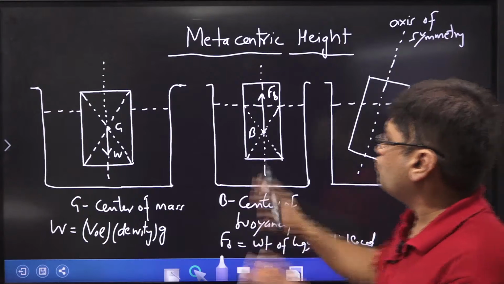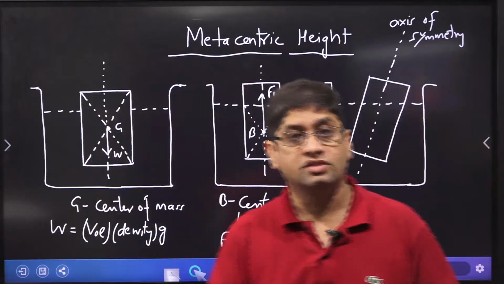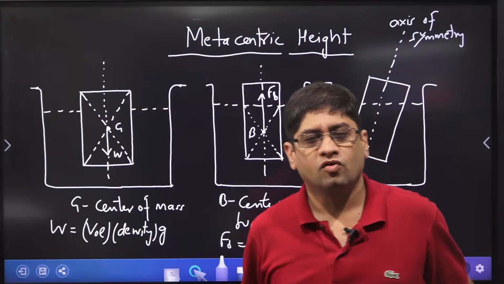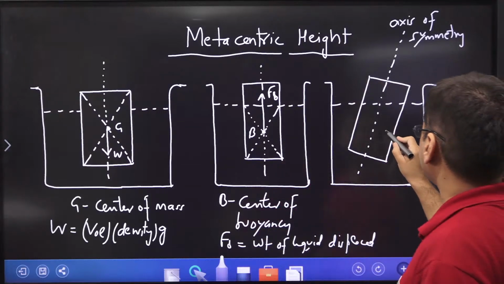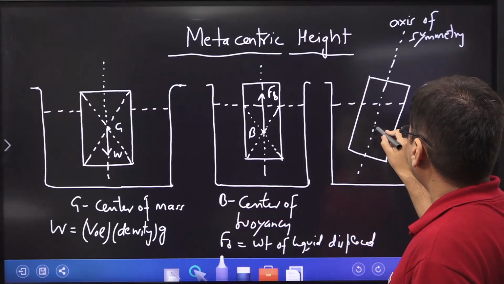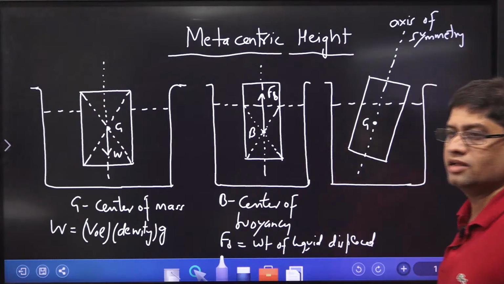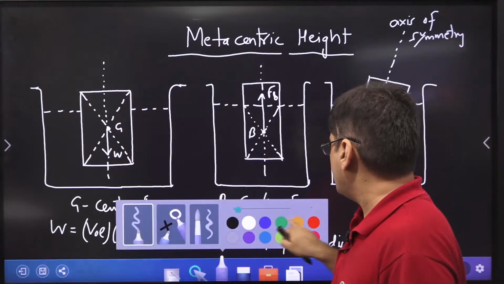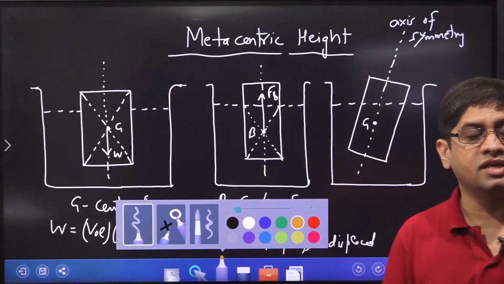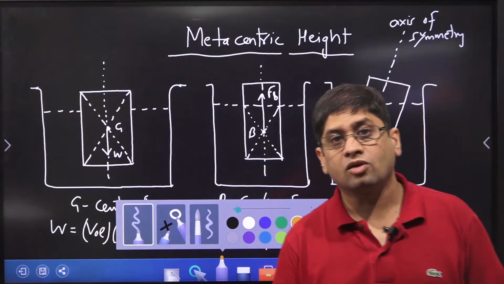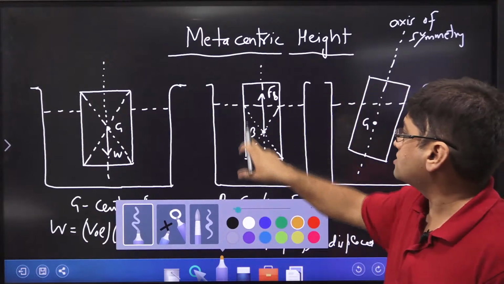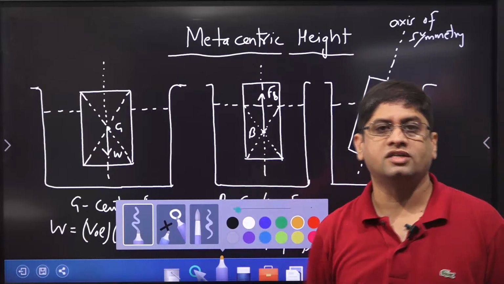Now tell me, which of these two points will shift? G and B, which point is going to shift? Answer is, G point is not going to shift. G point is going to remain the same. But this B point, the center of buoyancy, is nothing but the centroid of the volume displaced.